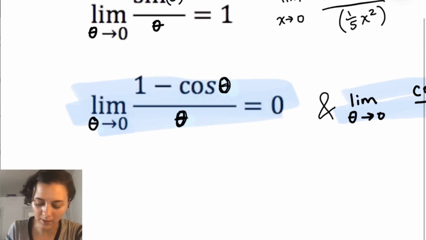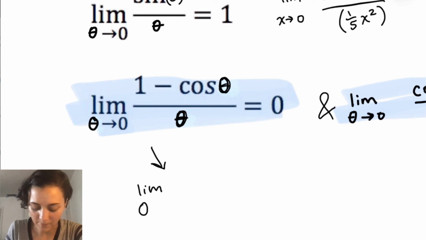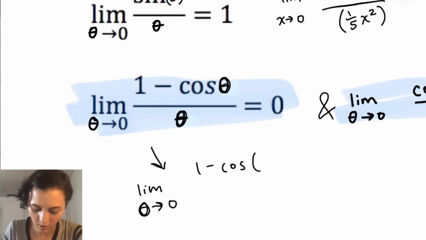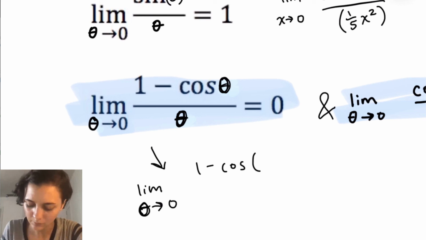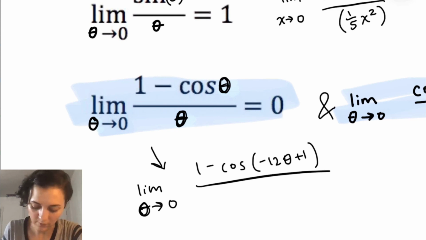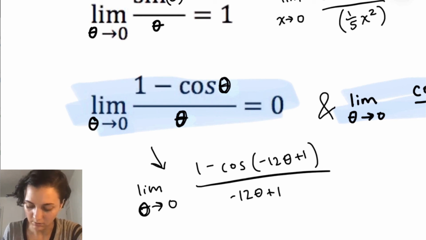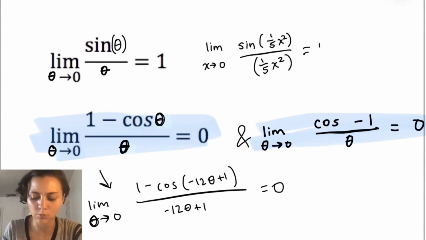And then the same thing here, I could rewrite this as the limit as theta approaches 0 of 1 minus cosine. My variable is theta, so I just need to make sure to use that, but I don't know, negative 12 theta plus 1. And then just whatever is in the argument, it has to match. And if they both match, then this limit equals 0 and this limit equals 1.